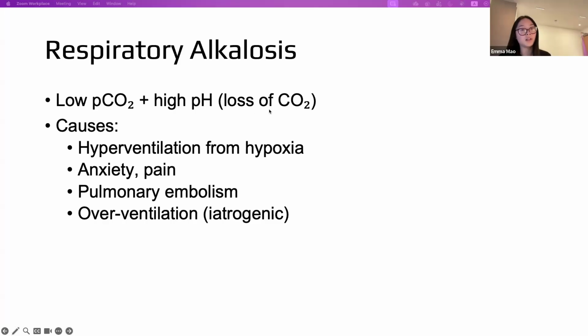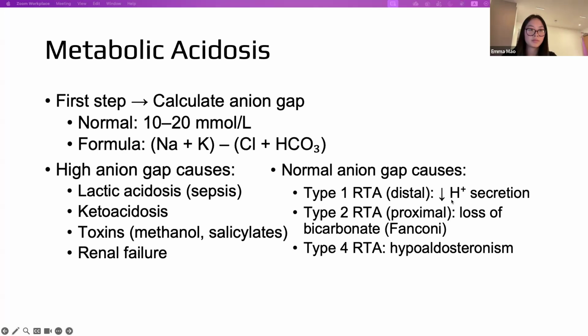Okay, alkalosis is low PCO2 and a high pH. So there's excessive loss of CO2 from hyperventilation, anxiety and pain, which is also hyperventilation, I guess. And we can also have it from overventilation, so iatrogenic causes, kind of causing the alkalosis on purpose in ICU sometimes. So here's a quick summary of those.